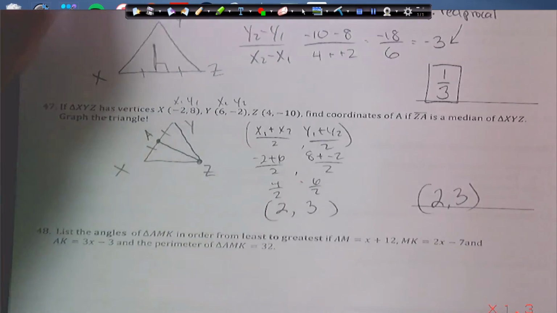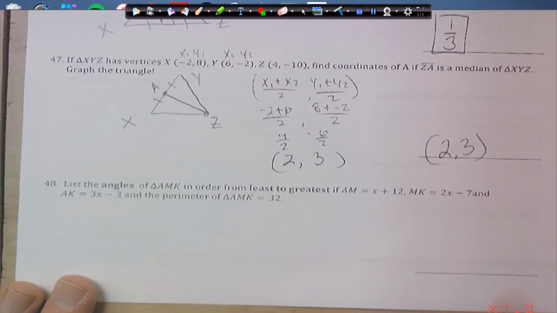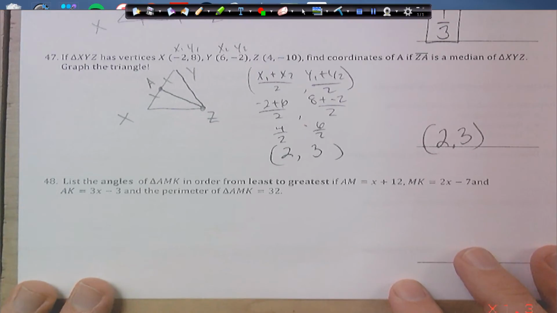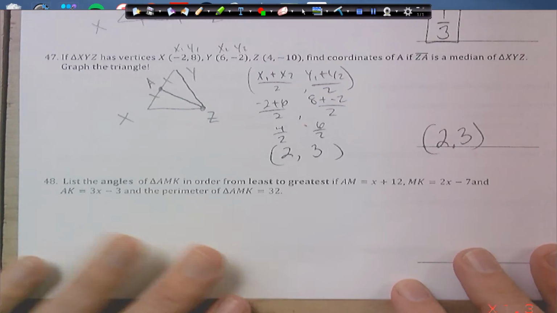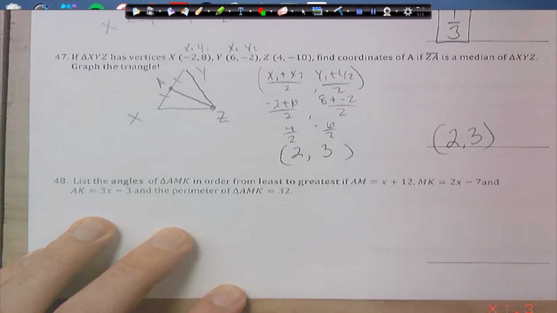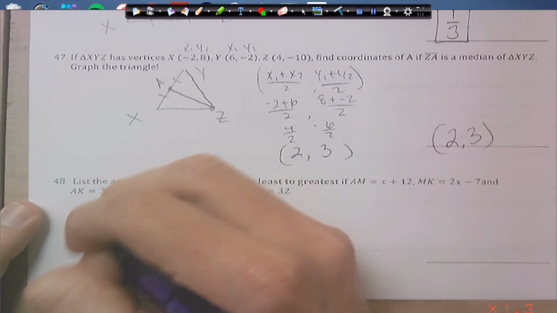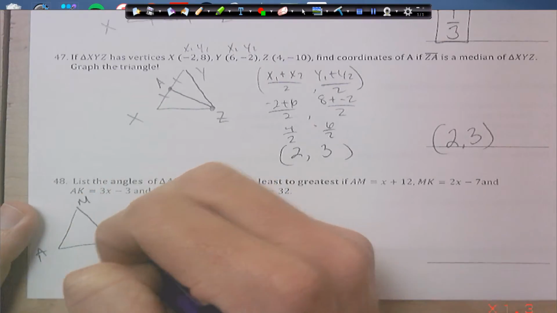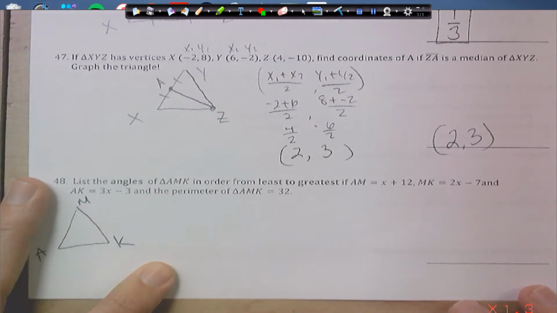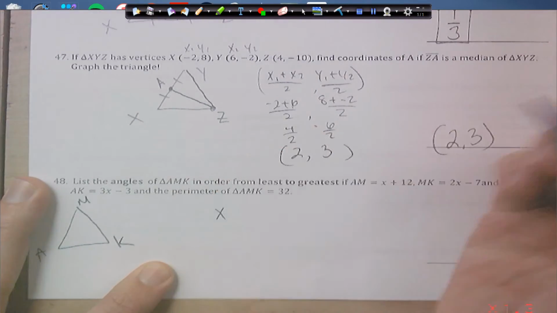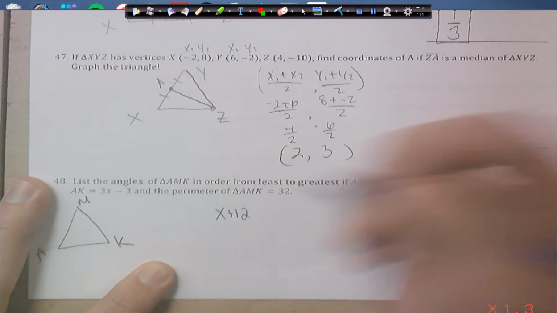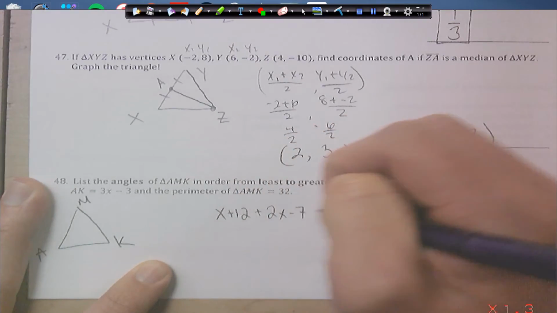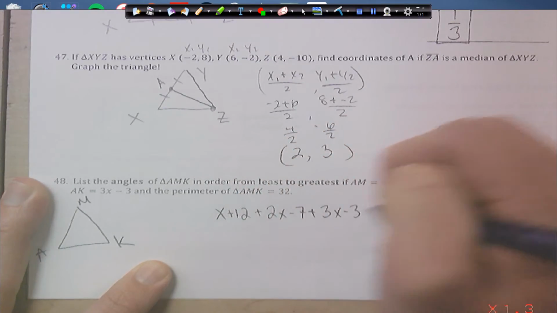All right, this last one here on this page lists all the angles in order from least to greatest. And we have our perimeter. So let's go ahead and set all three sides of the triangle up. I'm going to draw a triangle right off to the side real quick. A, M, K. It doesn't really matter the order. And let's add them all up. Sides always add up to equal the perimeter, which we don't know unless they give it to us. In this case, they gave it to us. So we're very grateful.